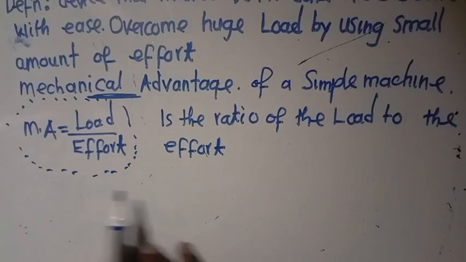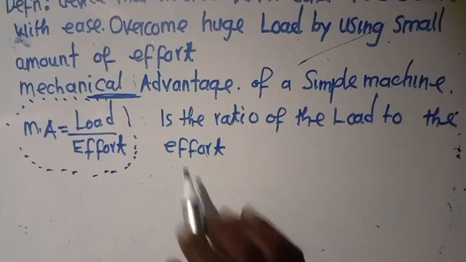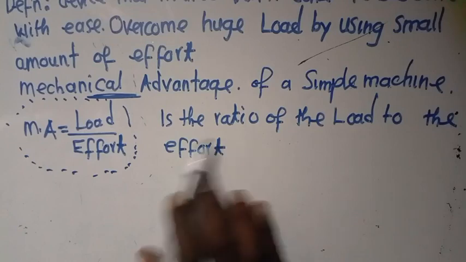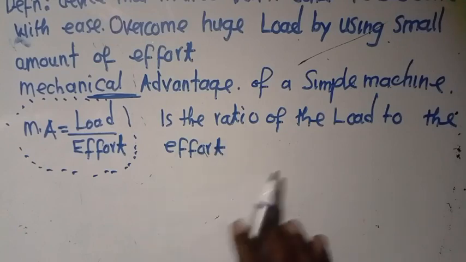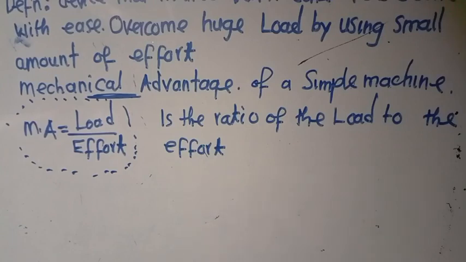So this is what we are supposed to know. This is what we need to get and understand. So this is the ratio of the load to what? To the effort. These are some of the things that you need to get and understand. So you now need to know that the mechanical advantage is a term used to describe the amount of force that a mechanical device will utilize internally in order to perform the task for which it is designed. This is what you need to know and understand.